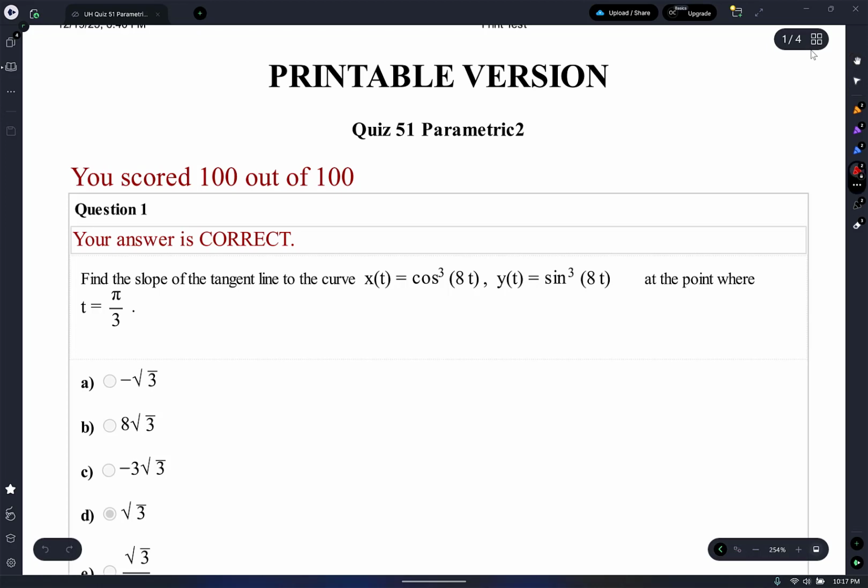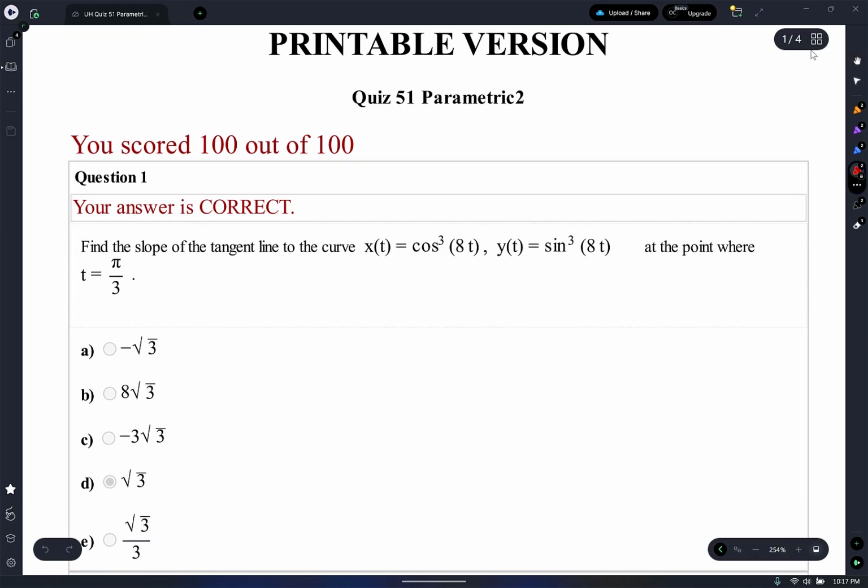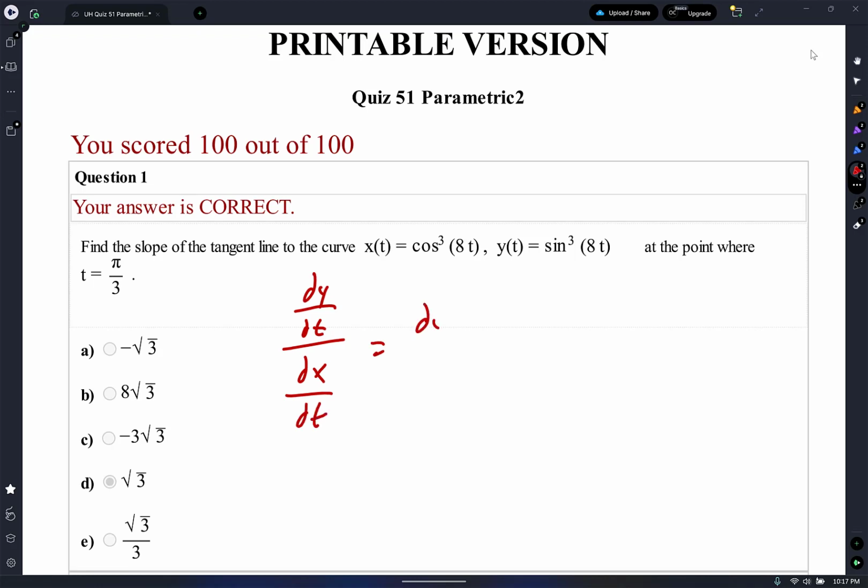So the first question says, find the slope of the tangent line to the curve, x of t equals cosine cubed 8t, y of t equals sine cubed 8t, at the point where t equals pi over 3. So to get the slope, we need to do dy/dt over dx/dt, and that will give us dy/dx, which is always slope, evaluated at t equals pi over 3. So that's what we're going to do.